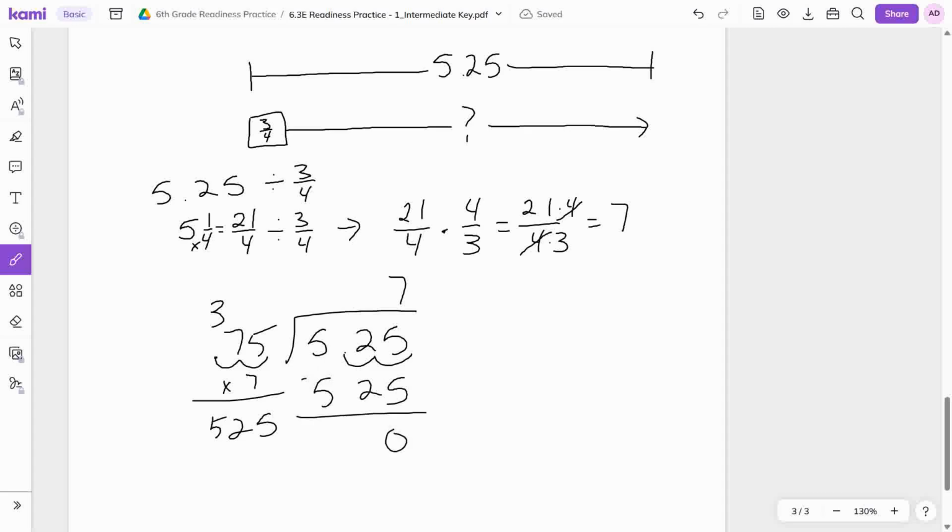So either way you do it, dividing with both as a decimal, both as a fraction, you're going to get your answer of 7.